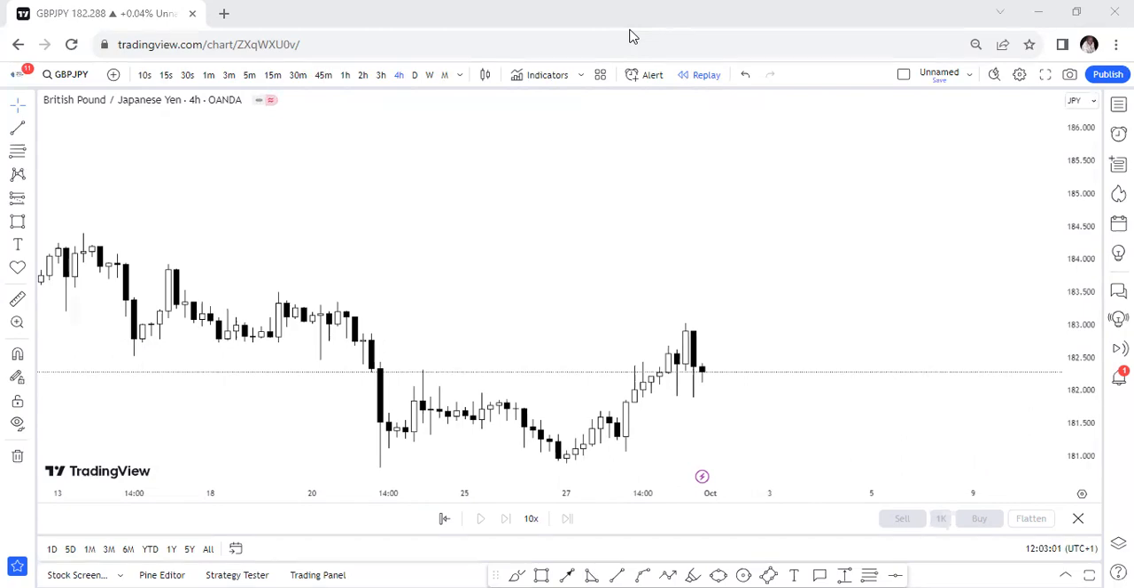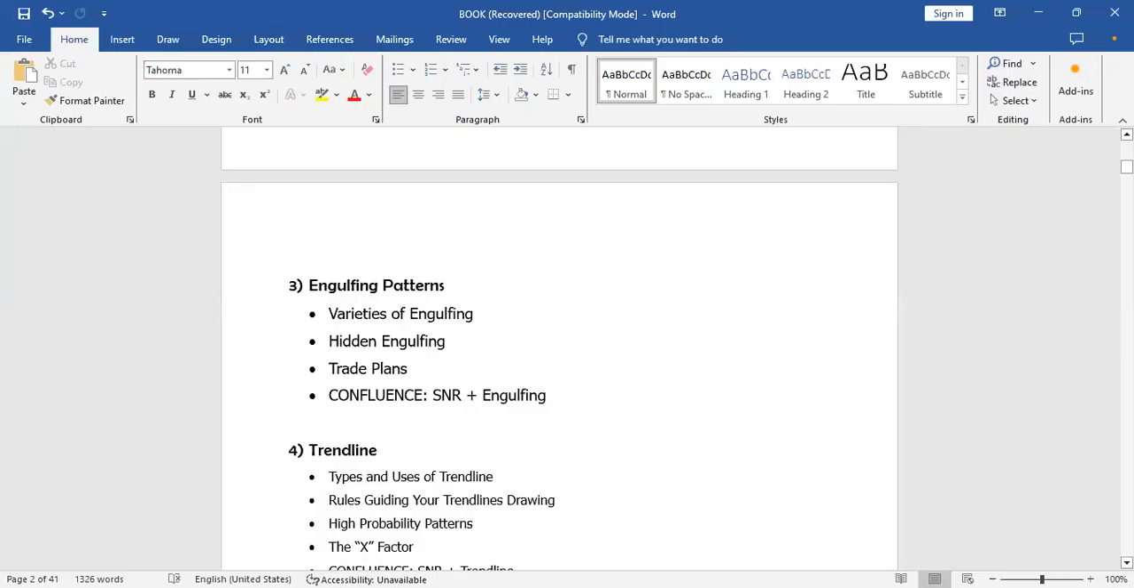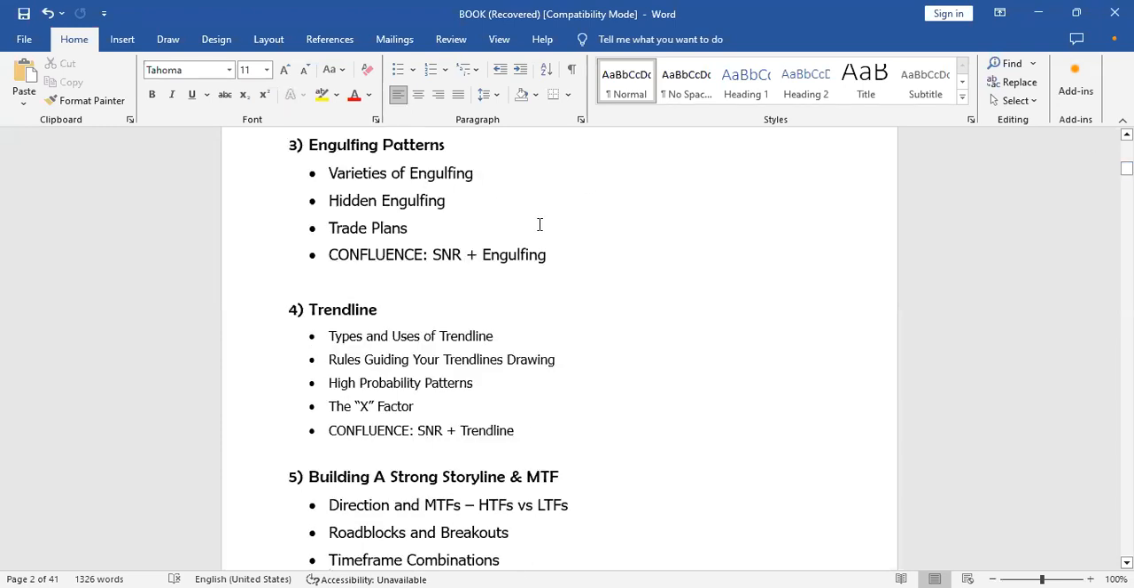into the next topic. I believe you must have understood the varieties of engulfing. I told you the regular engulfing pattern, then the failed engulfing or flip engulfing. That's when engulfing fails, where price breaks out of the zone against the expectation of your direction. So you change over. Then we have the hidden engulfing.